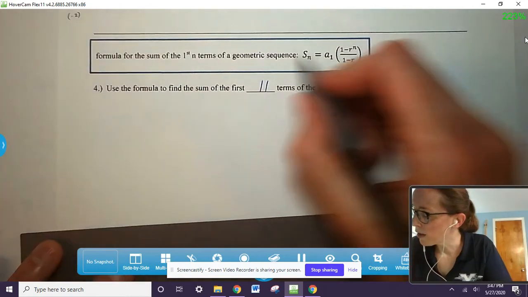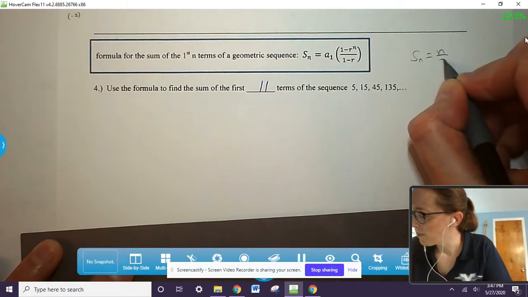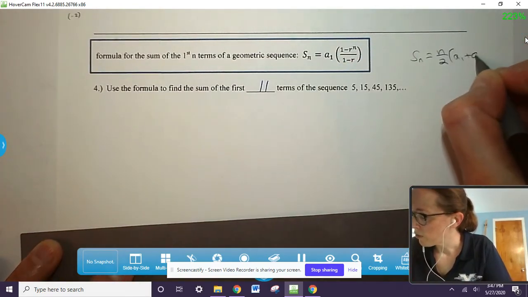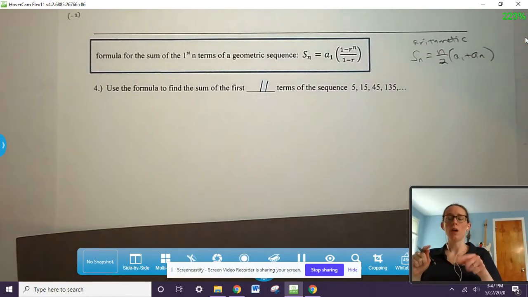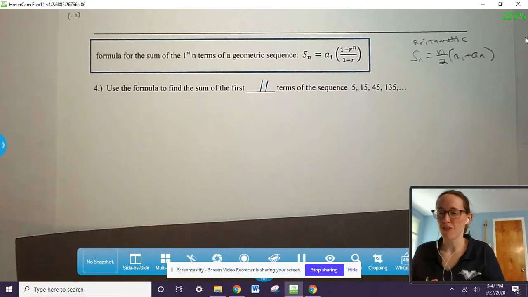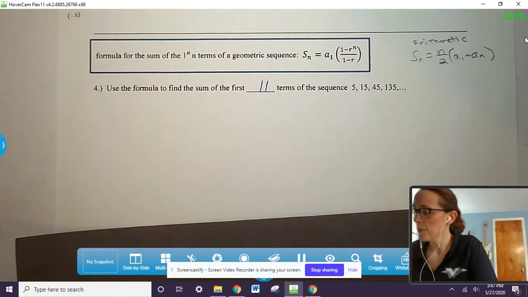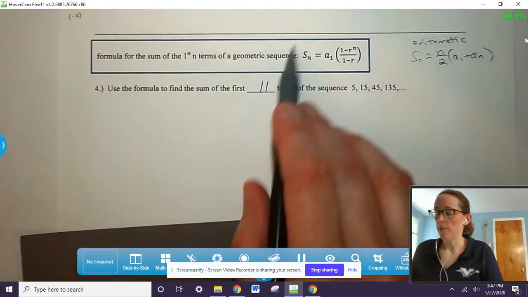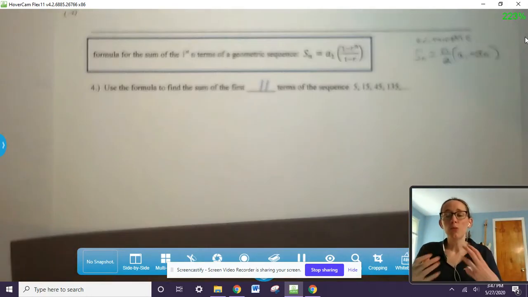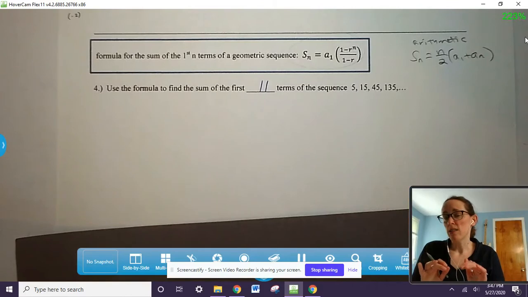And for the arithmetic, remember, it was this formula. So for arithmetic, we have a different formula, and usually you have to memorize both of those. But this year, you're not going to have to because you are going to have open note when we get to the assessment. So for arithmetic, this is your formula. For geometric, this is your formula. The geometric formula looks a lot more complicated, but it actually requires less stuff.